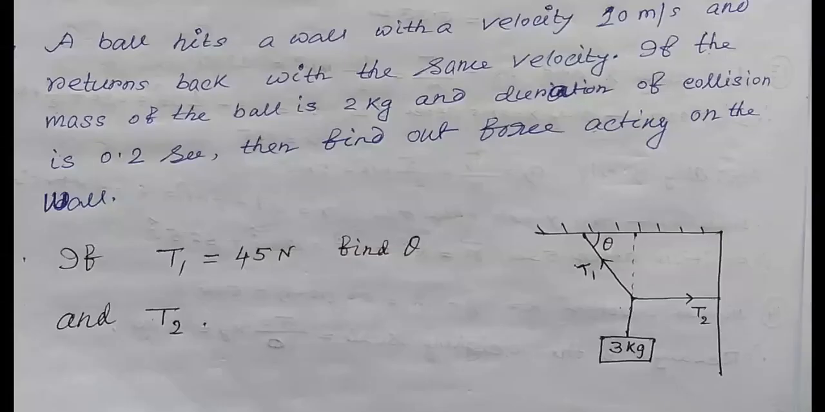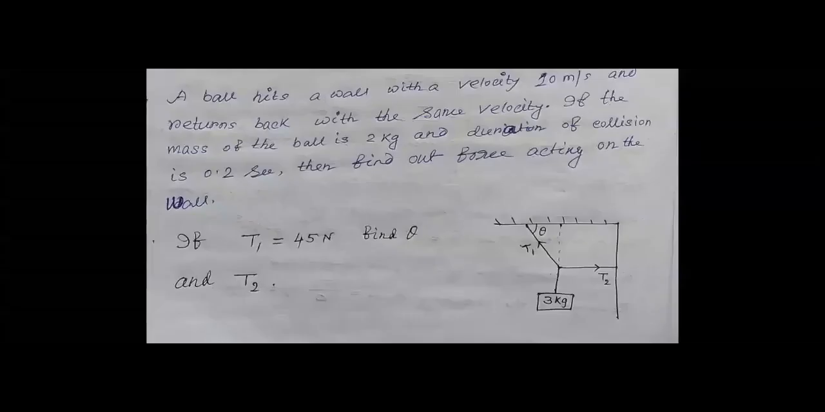I think all of you have read the question. A ball hits a wall with a velocity of 10 meters per second and returns back with the same velocity, and the duration of collision in this period is 0.2 seconds. If the ball has mass 2 kg, then how much force is acting on the wall? Mind it.